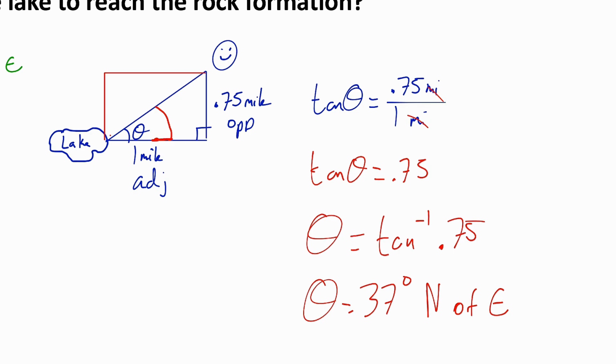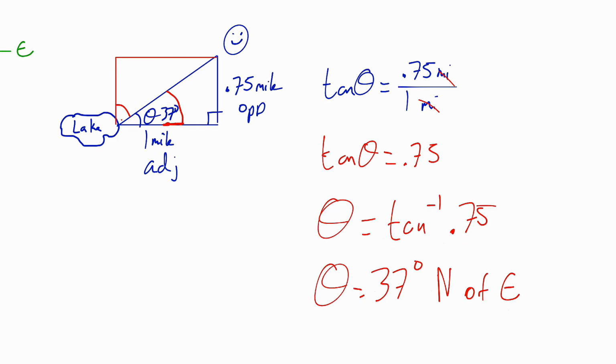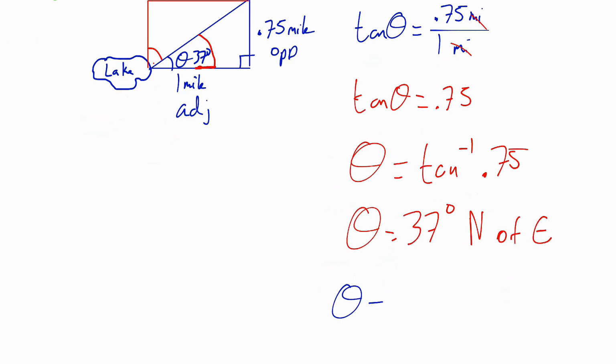So, the other way we could describe this is by describing this angle. Keep in mind that the 37 degrees that we just found, and whatever this angle measure is, have to add up to 90 degrees. They're forming a right angle. So it could also be theta equals 53, in other words 90 minus 37 degrees, and I'll just say east of north.